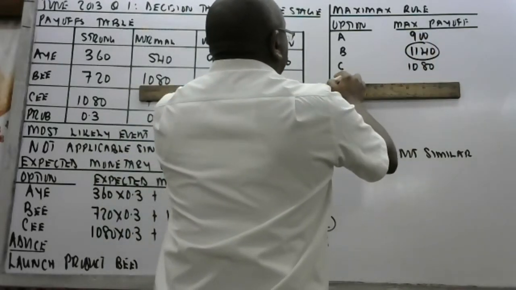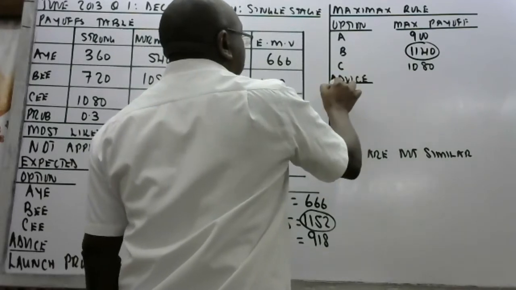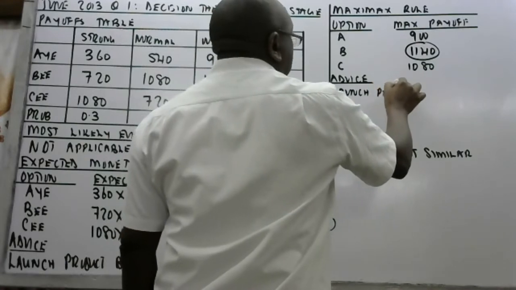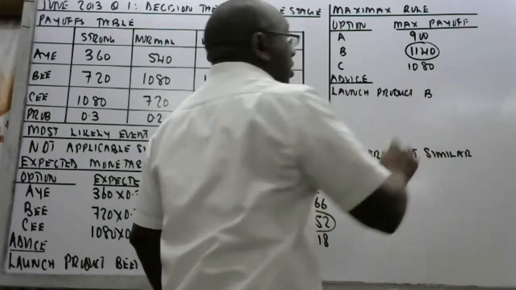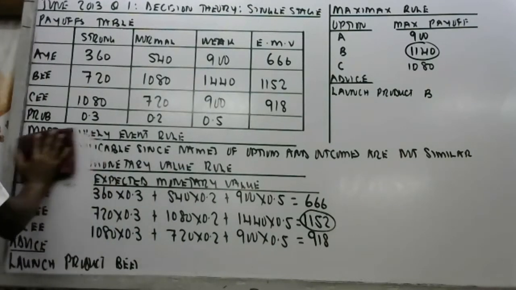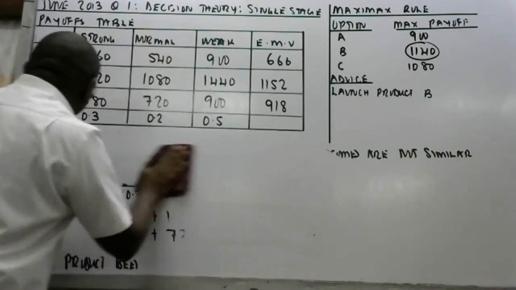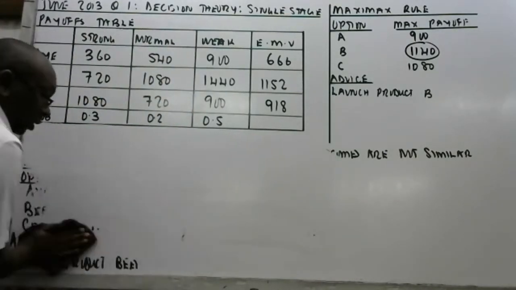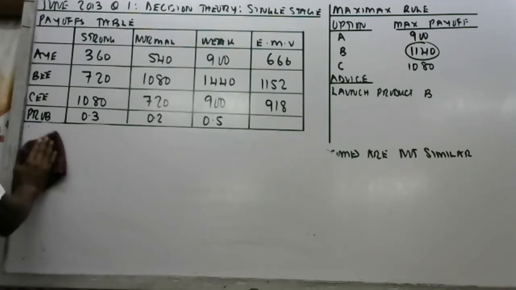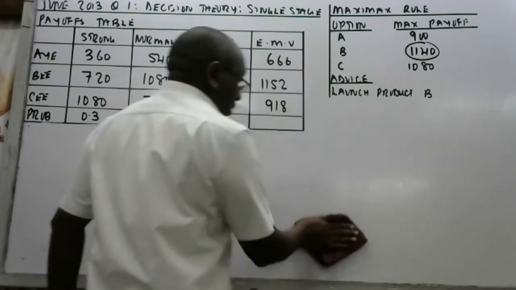So again, the advice that we shall render to these people is that they should launch product B. That is the advice that we shall provide to them.